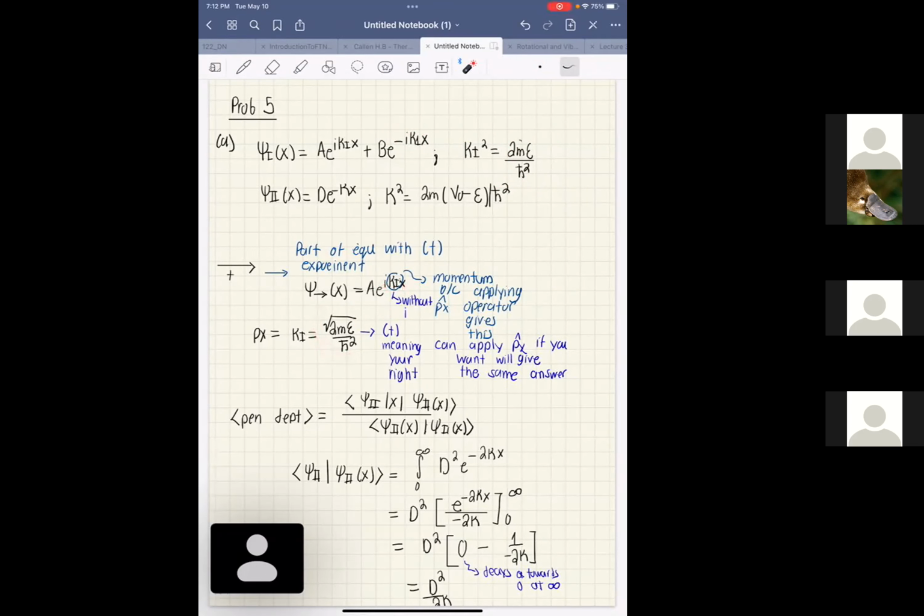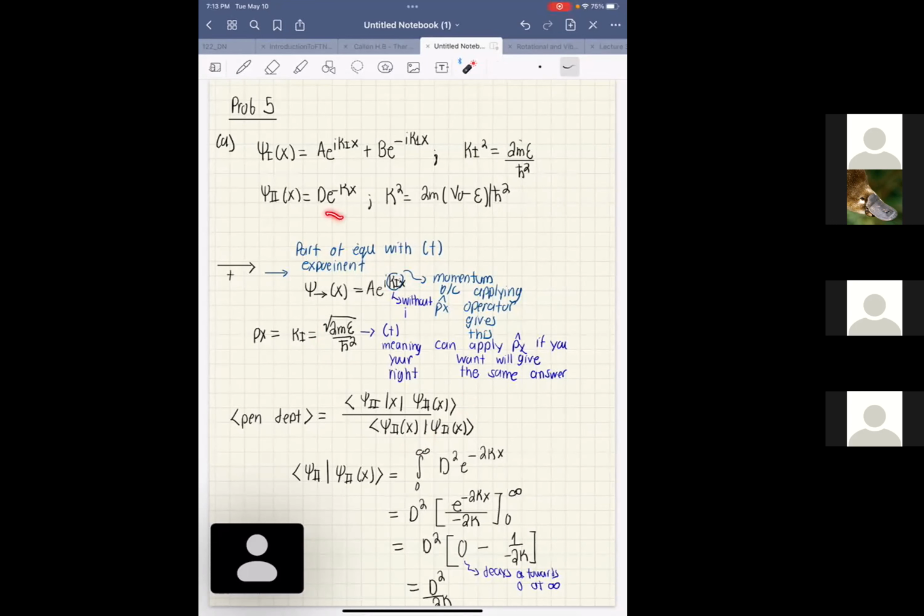Okay, so then it's asking you to find a potential depth. Now this one I know is the most difficult question. So you just split up the integrals to make it make a lot of sense. So first off, let's do this integral first. First, it's asking you potential depth in region 2.